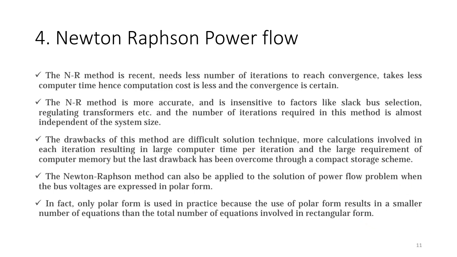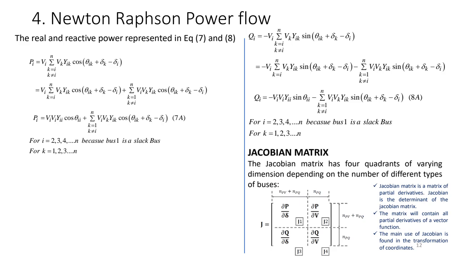These are some of the theories of the Newton-Raphson. Okay, the next slide, we're coming to formulate your Jacobian matrix based on the real and reactive power equations that we derived a couple of slides ago, which are represented by equations 7 and 8. If you remember equation 7, this is how it is written.